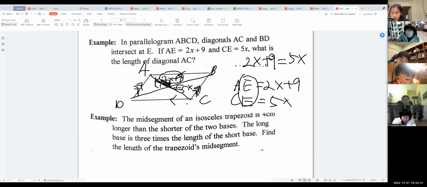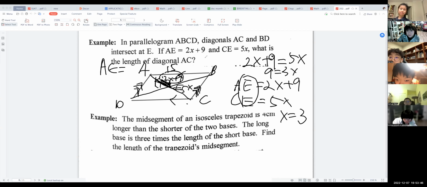Correct? So that's why 9 equals 3x, so x equals 3. So what is the diagonal AC? Very easy. We just put 3 inside it. So AE equals 2 times 3 plus 9 equals 15. So basically, I can just do 15 times 2 equals 30.